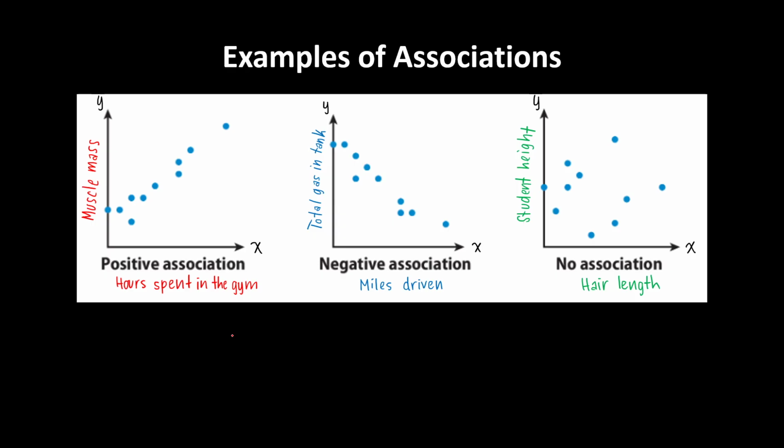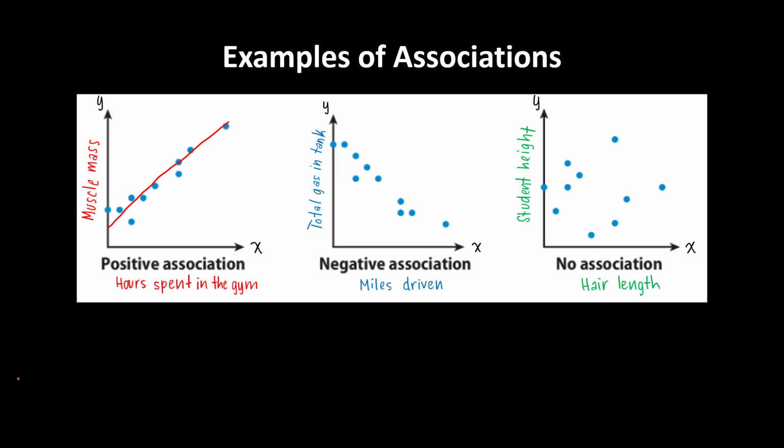Here are some examples of associations, and these are not the most strongly tied correlations, but here are some examples I came up with. So for a positive association, we are examining the relationship between hours per week spent in the gym versus a person's overall muscle mass. The trend is that as the person's hours spent in the gym increase, muscle mass increases. That's the association between the data.